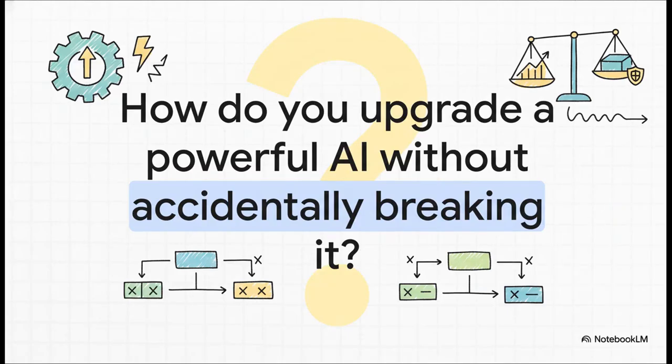So this is the core problem, right? You've got this amazing, powerful AI, and of course, you want to keep improving it. But every single change, every little tweak, comes with the risk of what's called a regression. That's just a fancy developer term for when a new update breaks something that used to work just fine. It's a really high-stakes balancing act between pushing forward and not messing things up.